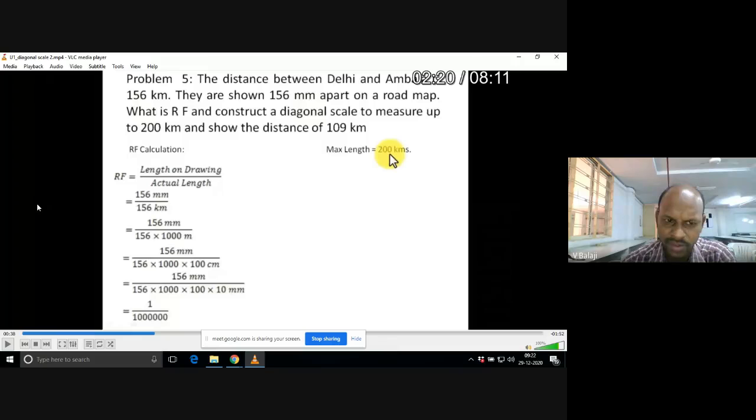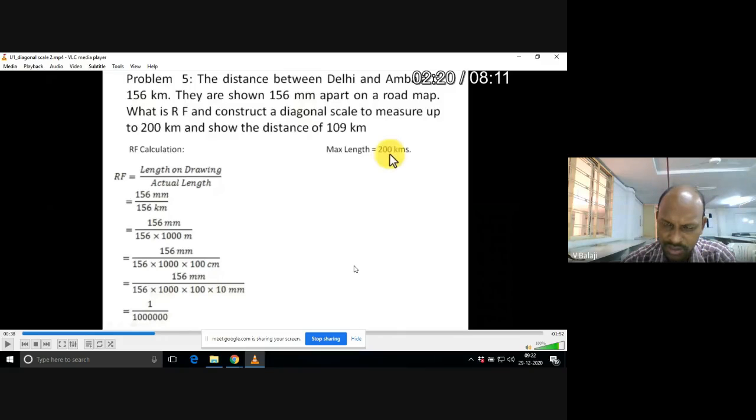That RF factor we have already taken. No need to take it again as 1 kilometer to 10 centimeters. Not like that. You cannot assume at this stage. That is given in the problem itself. We have already done that representative fraction. So any other idea?